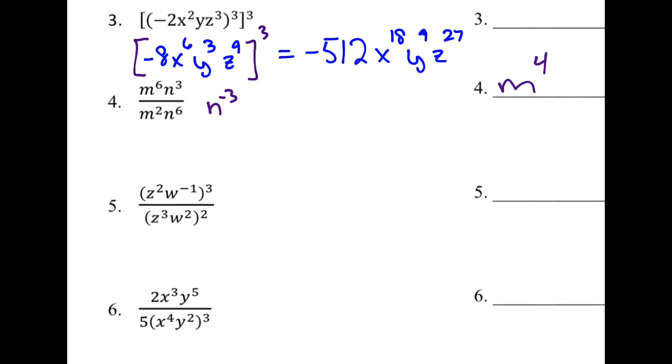They can't stay where they are. They want to go somewhere else. So this n to the negative 3 is in the numerator, so we're going to have to move it to the denominator. And now it's a positive 3, n to the positive 3.